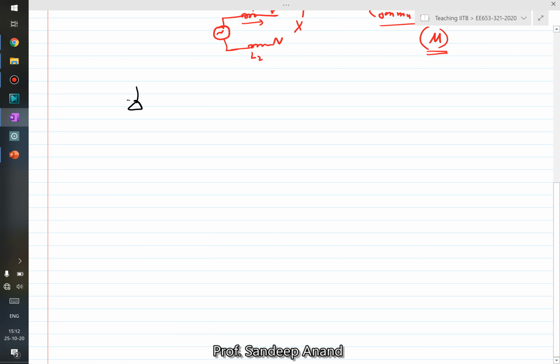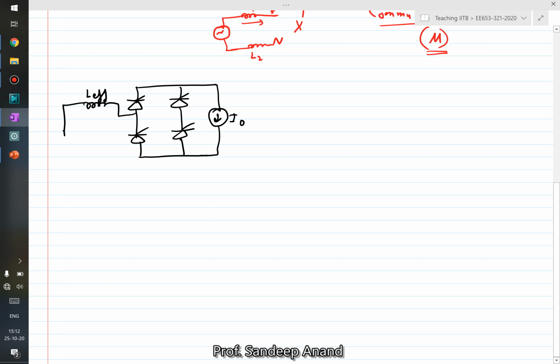Right, so let's say this is... and let's say I club both L1 and L2 and show it by an L effective, right, which is essentially the total inductance which would affect this transition. Right, so L effective is the total inductance. These are the thyristors T1, T2, T3 and T4.